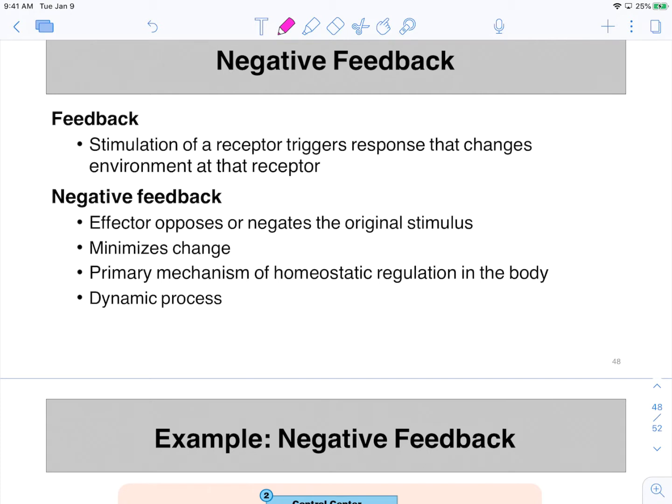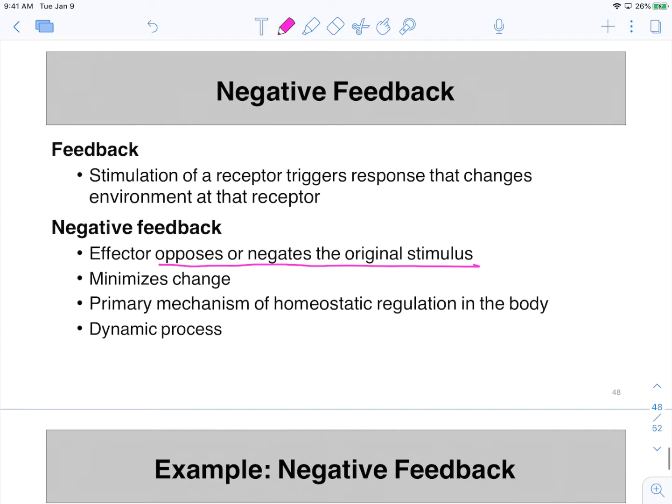But the goal of negative feedback is to essentially turn off the air conditioner, or turn off the response that is being generated. And so the key here is that it opposes or negates the original stimuli. Okay? And it's absolutely critical and necessary. Without negative feedback, we end up with a runaway train. And we'll talk about that type of situation a little bit later.